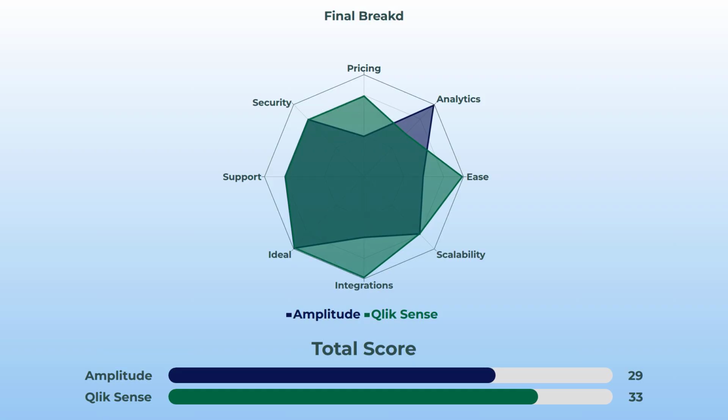Picture this. If you line both platforms up on a radar chart, Qlik Sense totally owns pricing, ease of use, and integrations, while Amplitude is epic at digging into behavioral analytics. Both are equally strong on scalability, security, and support. And when it comes to who should use what, you gotta be clear on what your team really needs.